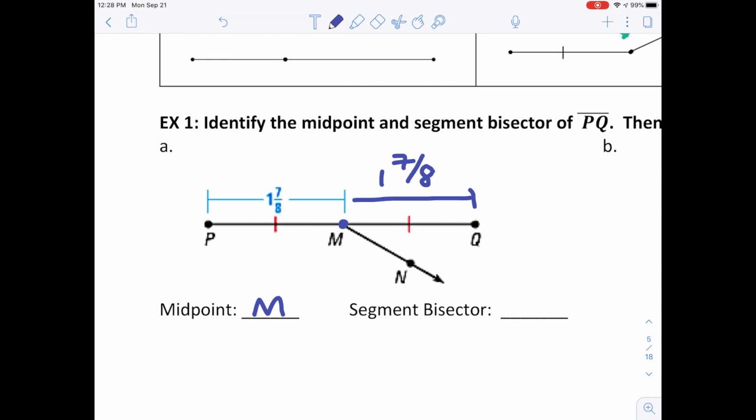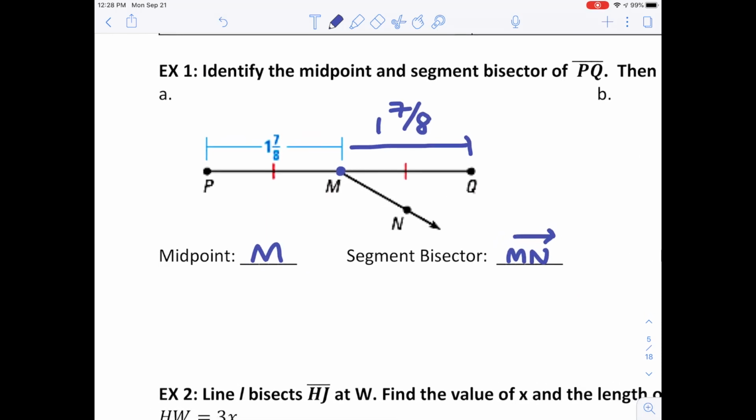The segment bisector is going to be this right here. And this is actually something we're going to talk about more in the future, but you've probably seen it before. This is actually called a ray. And with a ray, you start with the point that is not close to the arrow, and then you go to the point that is close to the arrow. So ray MN is going to be our segment bisector.